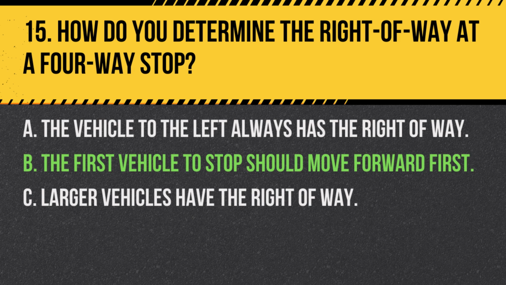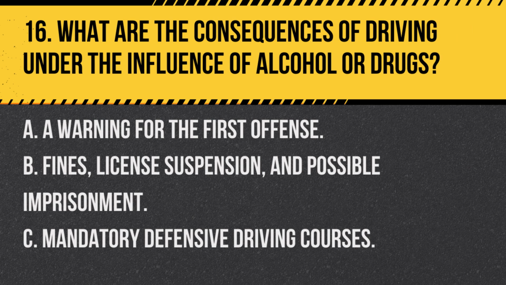Answer B. The first vehicle to stop should move forward first. If two vehicles arrive simultaneously, the one on the right goes first. Question 16. What are the consequences of driving under the influence of alcohol or drugs?